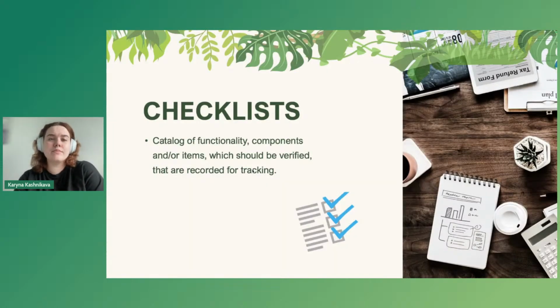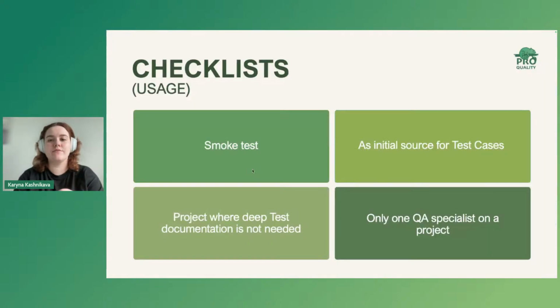The first type is the checklist. A checklist is a list of all the things that you need to verify during story testing. A checklist helps you to track the progress of your activities. About the usage of checklists: they are usually used in the following situations: for smoke testing, as a list of summaries for test cases, on projects where deep test documentation is not required, and on projects where only one key specialist exists and team extension is not planned.